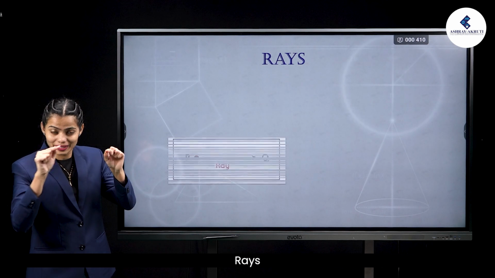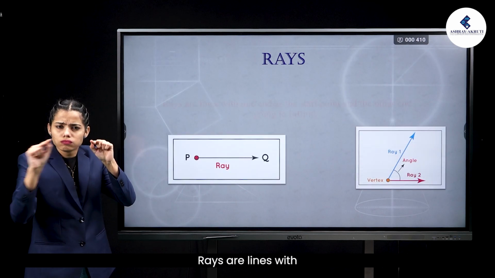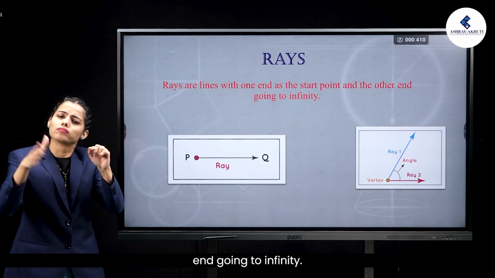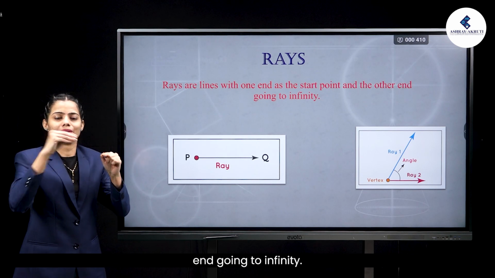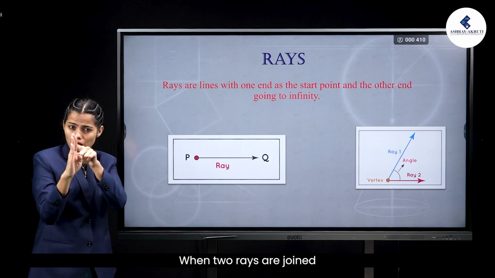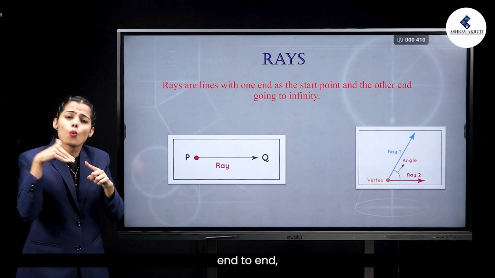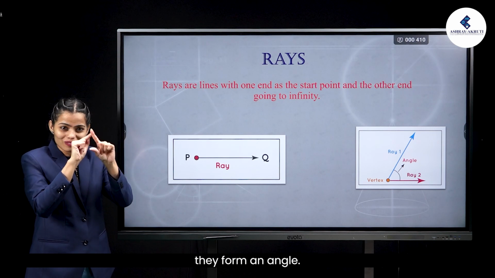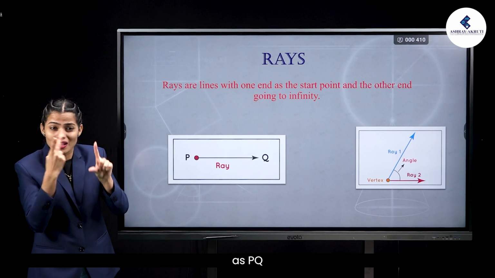Rays. Rays are lines with one end as the start point and the other end going to infinity. They extend in one direction without ending. When two rays are joined end to end, they form an angle. They are represented as PQ.